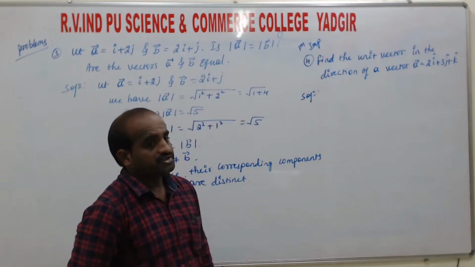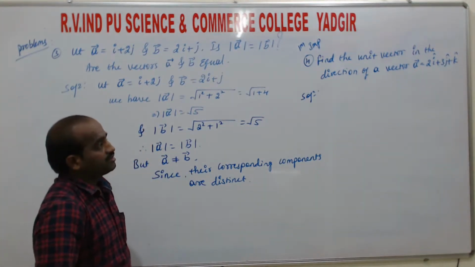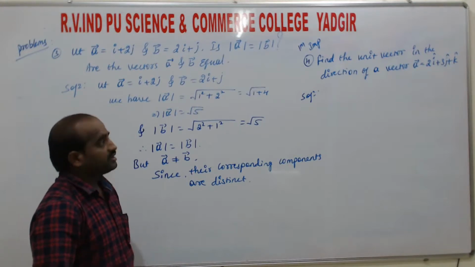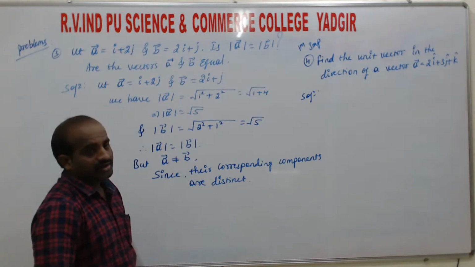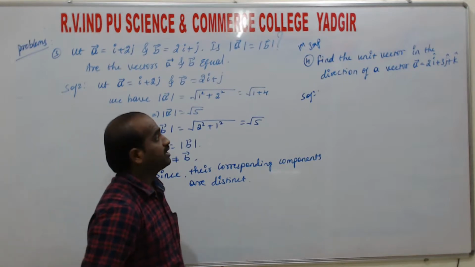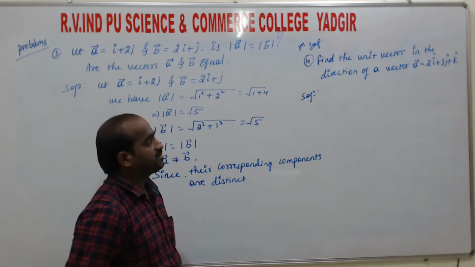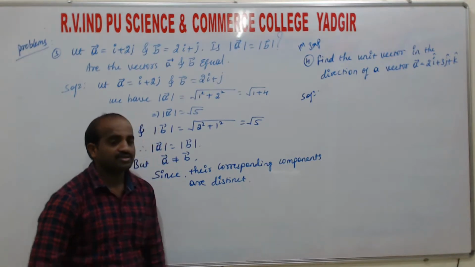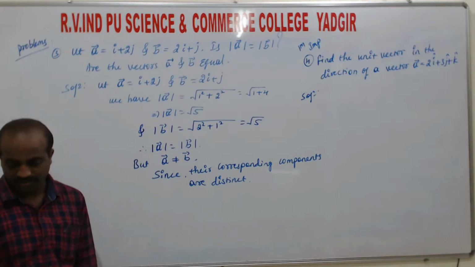The definition of a unit vector: a vector whose magnitude is unity. The unit vector in the direction of the vector a vector is given by a cap equal to a vector divided by magnitude of a vector. Then substitute. This is the components form, xi plus yj plus zk. Very simple. Substituting in the unit vector formula.